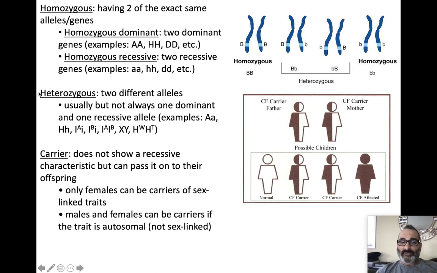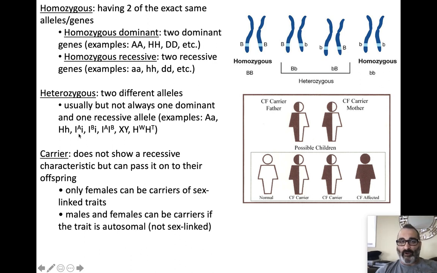All right? Heterozygous means 2 different genes. Another word for genes is an allele. I use it on purpose to show you that that word can be used as gene or it can be used as allele. It means the same thing. So 2 different alleles, usually but not always one dominant and one recessive. So for example, capital A, lowercase a. They're different. They're not exactly the same. Heterozygous. Uppercase H, lowercase h. They are different. Heterozygous. Now, you're going to learn these later on.